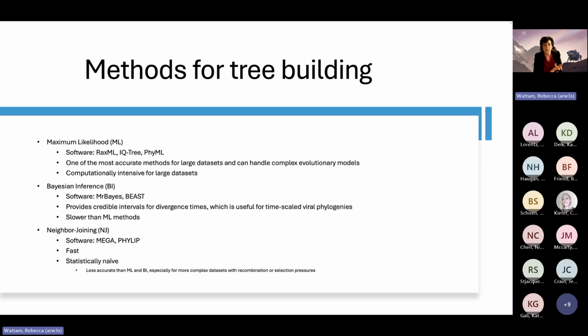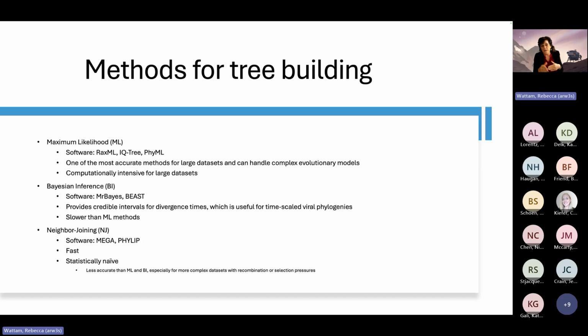ones too, but MrBayes and BEAST. BEAST is becoming really popular with virologists. They like that a lot. And what BEAST does, it is pretty amazing, is it can put a time estimate. It's pretty good at these time estimates that they put on the branching nodes. So I know the viral phylogeny is like that.